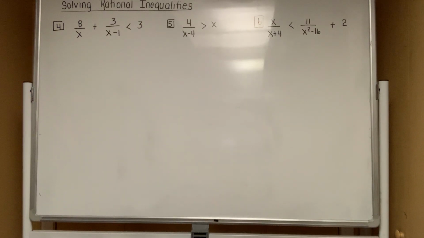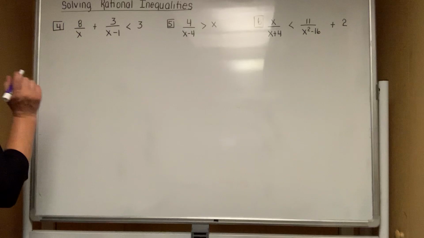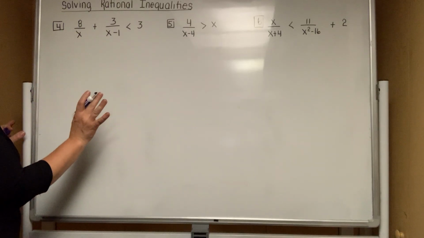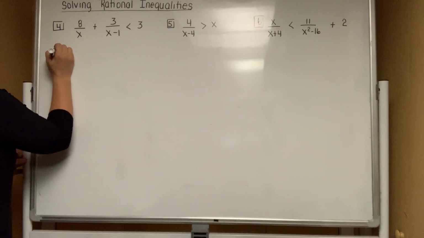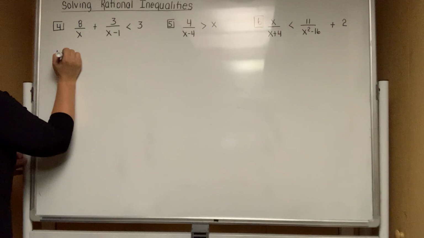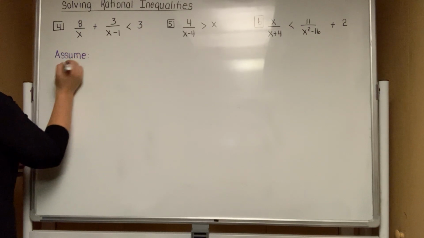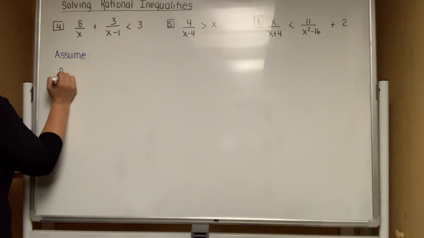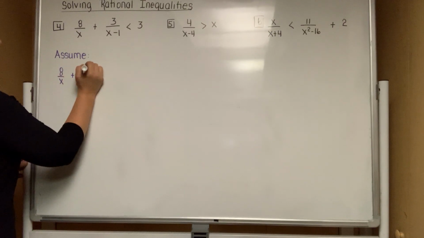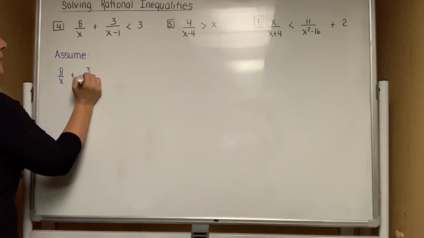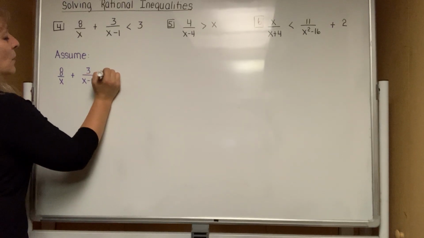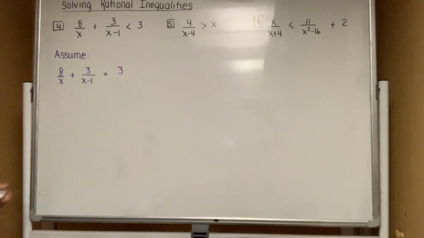Okay, so these are the last 3 examples for tonight, and they're on solving rational inequalities. And we had already gone over that you do not solve inequalities. You assume that you are looking at an equation, which requires an equal sign. So I'm changing it to 8 over x plus 3 over x minus 1 equals the number 3.